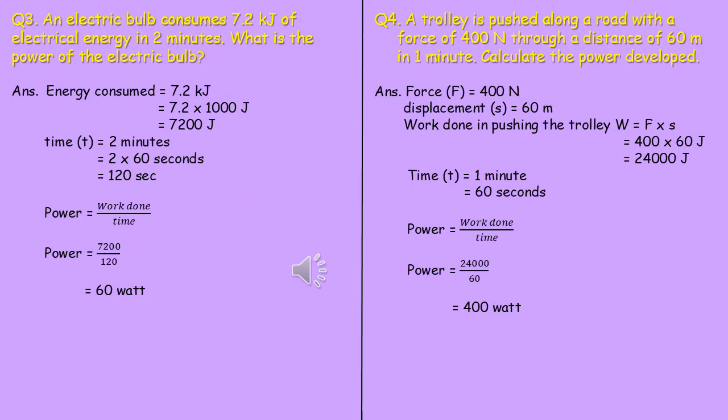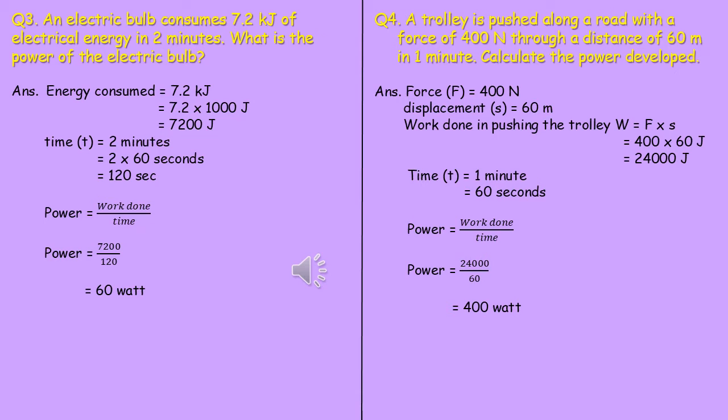Question number 3. An electric bulb consumes 7.2 kilojoule of electrical energy in 2 minutes. What is the power of the electric bulb? Energy consumed is equal to 7.2 kilojoule, that is 7.2 into 1000 joule, 7200 joule. Time t is equal to 2 minutes, that is 2 into 60 seconds or 120 seconds. Power is equal to work done by time, that is 7200 divided by 120, that is 60 watt.